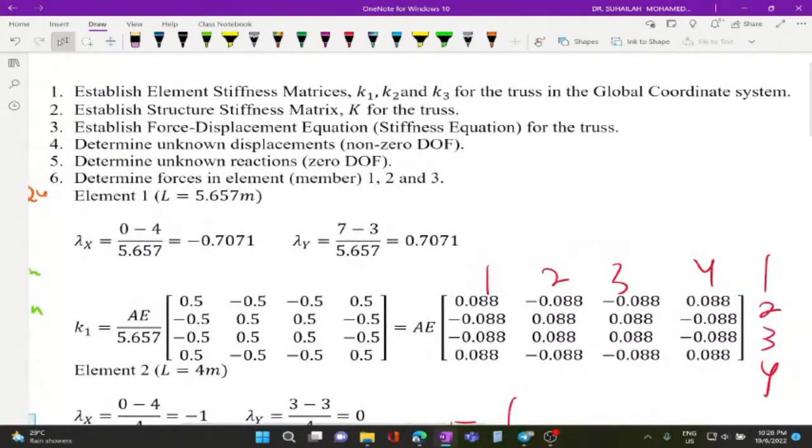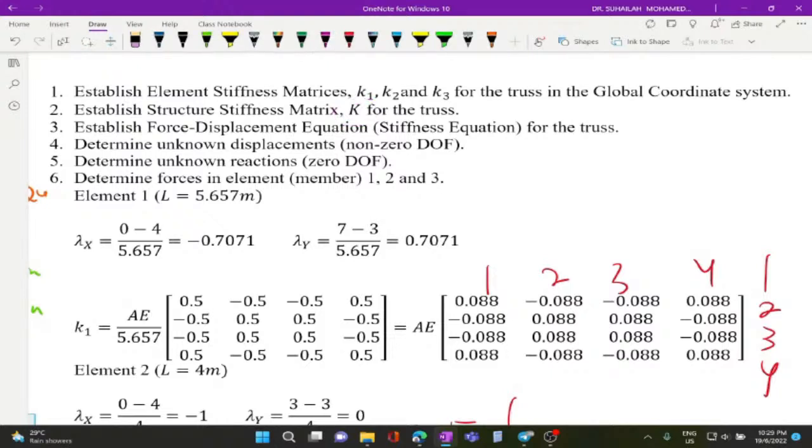Number one, establish the element stiffness matrices K1, K2, and K3. Since there are three elements in the truss, we need to establish element stiffness matrices K1, K2, and K3 in the global coordinate system. We are referring to the global coordinate system formula, the k I just showed you. After that, when we combine the element stiffness matrices, we produce the structure stiffness matrix, capital K.